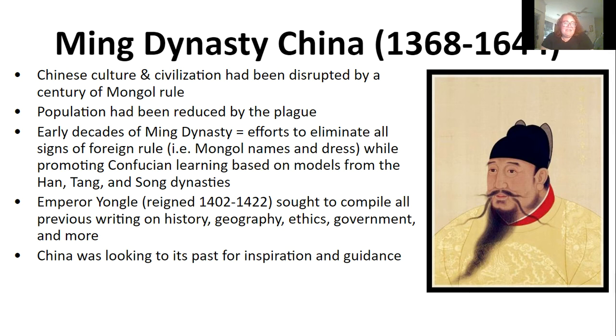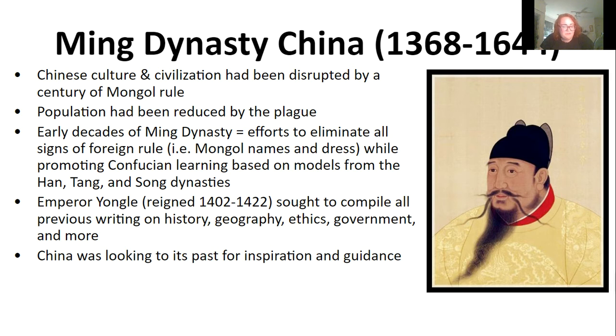So the Chinese culture and civilization, before the Ming Dynasty, had been disrupted by the Mongol rule. The population had been greatly reduced by the plague. Early decades of the Ming Dynasty were basically just efforts to eliminate all signs of foreign rule. So they got rid of the Mongol names. They got rid of the Mongol dress. Anything that outwardly said Mongol, they got rid of.